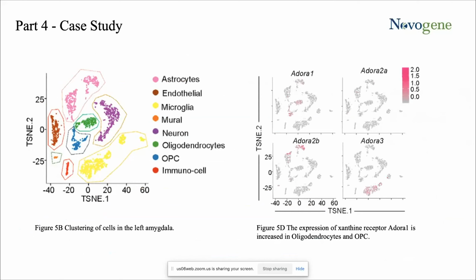As you will notice in the right figure, one of the xanthine receptors, called ADOR1, transcript is enriched in a group of cells called oligodendrocytes and OPC, or oligodendrocyte progenitor cells. And these are marked with green and blue colors in the left figure.